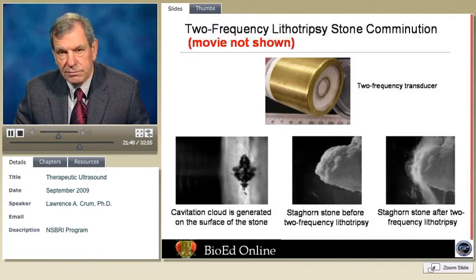like sandblasting. And so in this movie, rather complicated, here's the two-frequency transducer that shows the high frequency in the interior and the center of that transducer, and the low frequency on the outside. Now let me demonstrate first of all that if one just uses the high frequency, on the order of 3 megahertz and say 150 or 175 cycles, very little occurs in this phantom stone to the right.